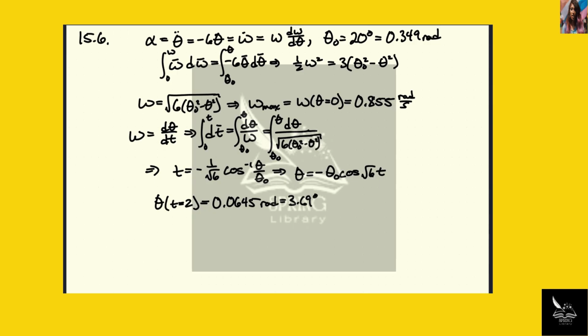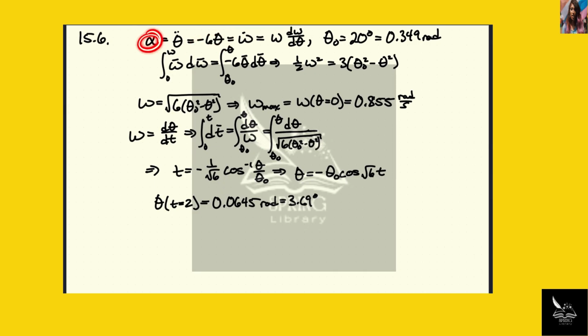In this problem, we have a connecting rod supported by a knife edge, and we're told that for small oscillations, the angular acceleration of the connecting rod is governed by the equation: the angular acceleration equals -6 times the angular displacement.